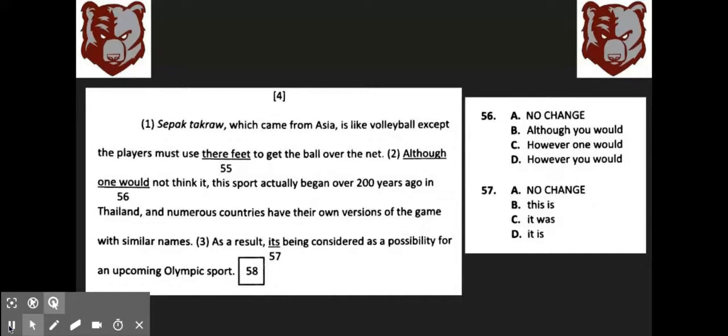As a result, it's being considered as a possibility for an upcoming Olympic sport. That sounds right, but it's wrong for a couple of different reasons. Reason number one is that the sentence contains the possessive form, its. It, its without an apostrophe, implies that it's showing possession. It's not doing that in this case. Therefore, its is wrong and one must change it. The other form, it's, is a contraction that means it is. One could use that form here.